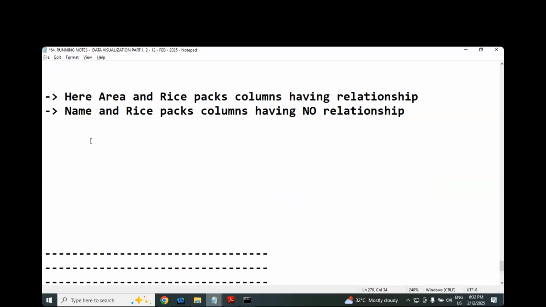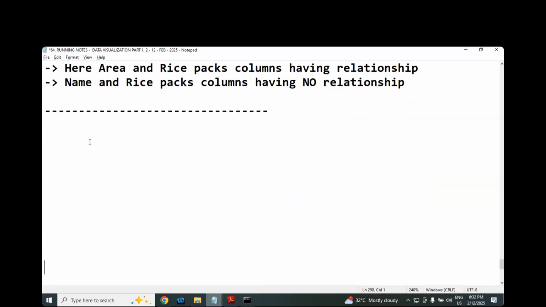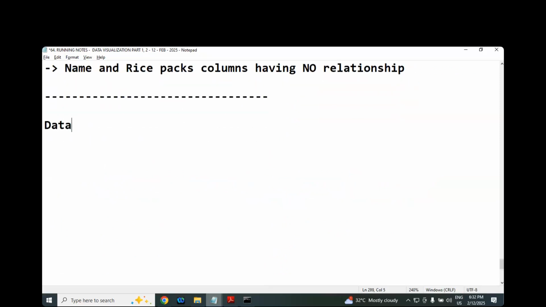Let me take one more data, then we can move on actually. Data number 3. What is data number 3? You know, experience and salary. Now 1 year of experience, $10K. Always you can compare your salary with the dollars actually.